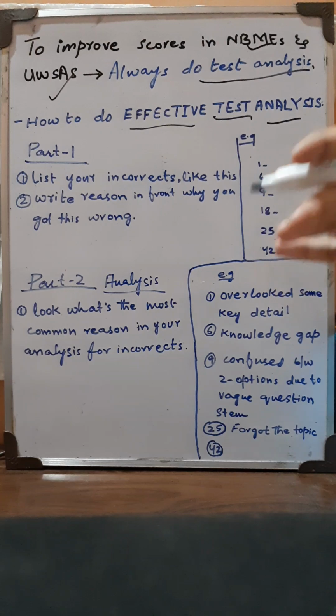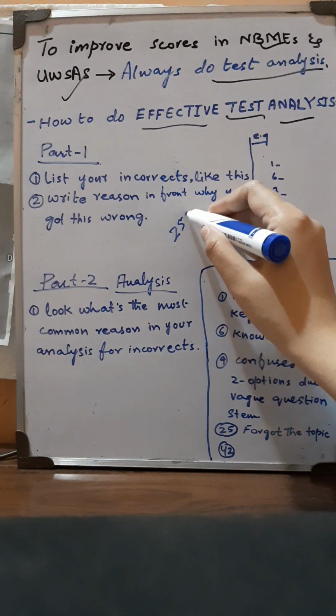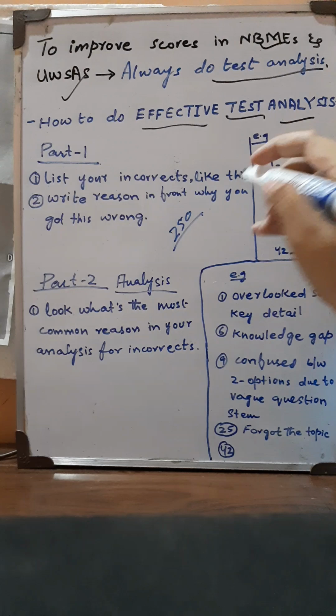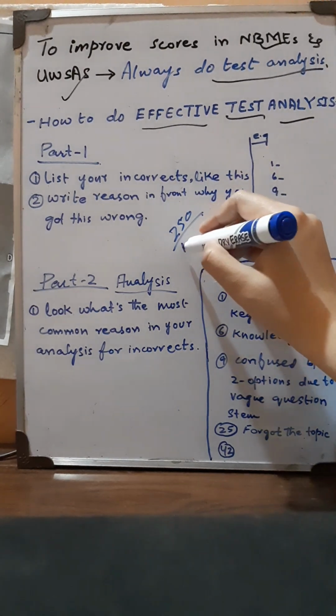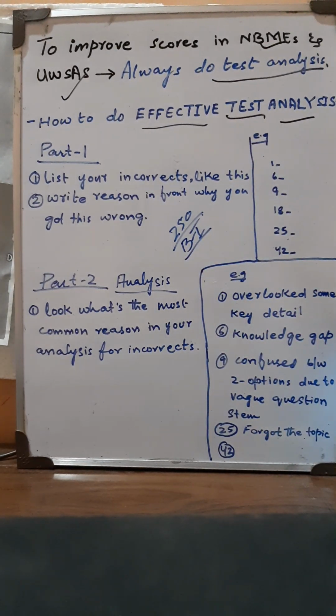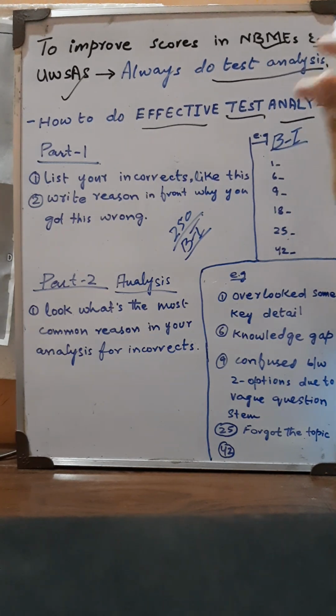Suppose we did a practice test and we are getting some score, for example 250, in any NBME or self-assessment, and we count our mistakes. For example, I'm counting my mistakes in block 1. For effective review and mistake count, I'll make a list of incorrects. I'll give the heading of block 1 on a separate piece of paper, and then write my incorrects, for example 1, 6, 9, 18, 25, 42. These were my incorrects.